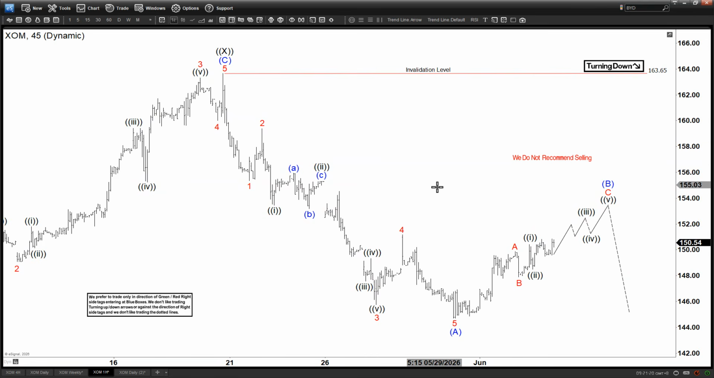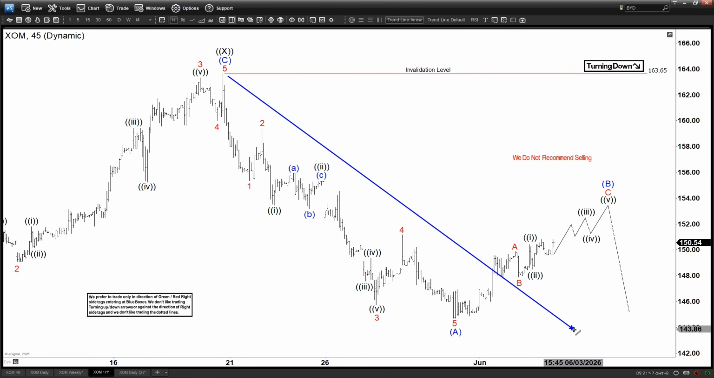Today is June the 3rd and we're going to be looking at the Exxon Mobil chart here, 45 minutes, which is kind of similar to the 1 hour. We can see we completed with X. This is a primary degree here, and then now turning lower. So that means that we are currently within with Y to the downside.